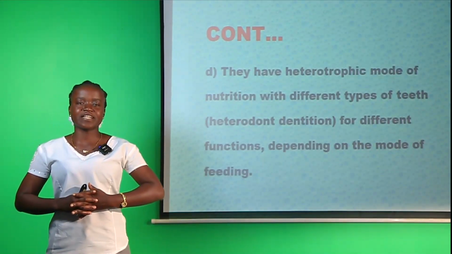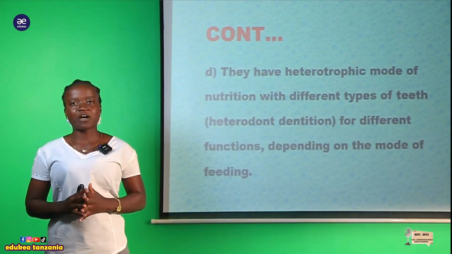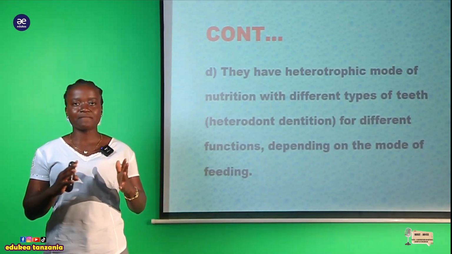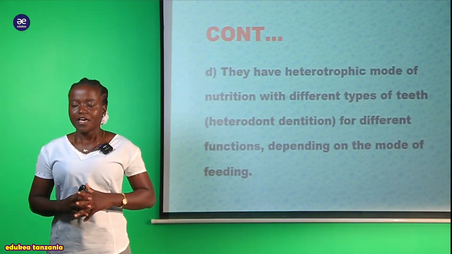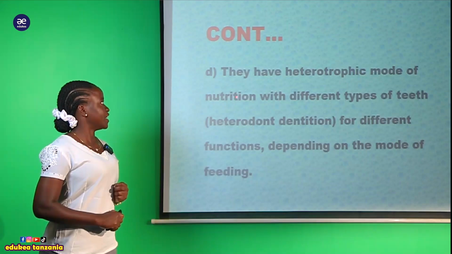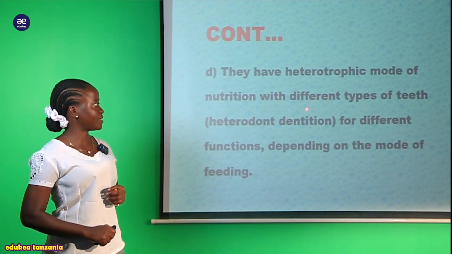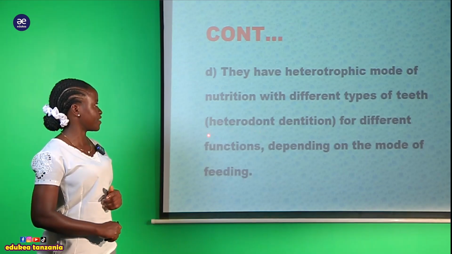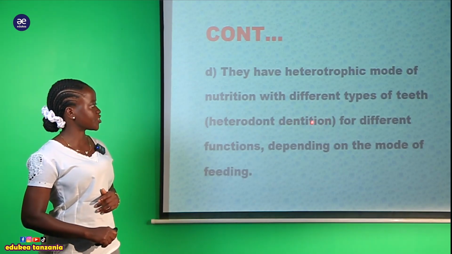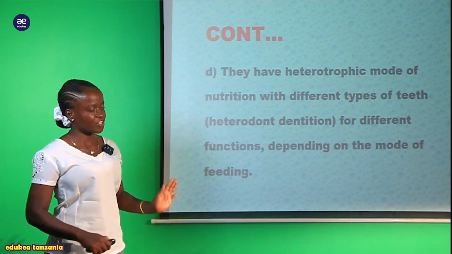Okay, my students, now we proceed to look at the distinctive features which are found within the class mammalia. And this is point D. Here we are saying that they have a heterotrophic mode of nutrition with different types of teeth, that is heterodonty, dentition for different functions depending on the mode of feeding.